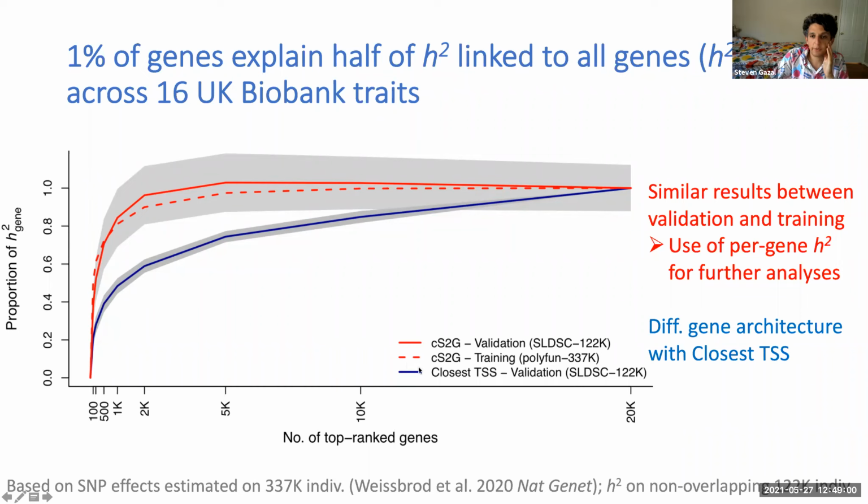Then what we observed is that results from using our validation and training critical gene sets were pretty consistent, so there was no overfitting. This means that we are able to go back to the individual estimate of heritability explained by each gene without considering them as too biased, right?